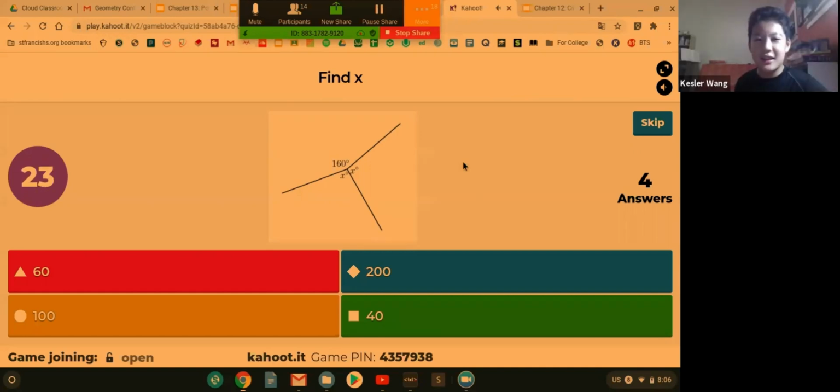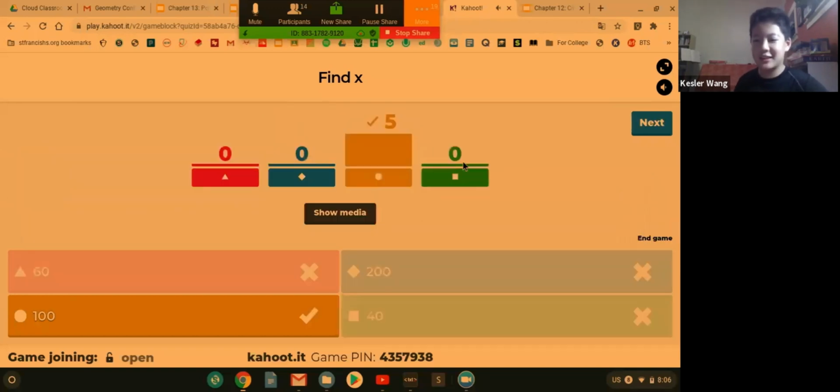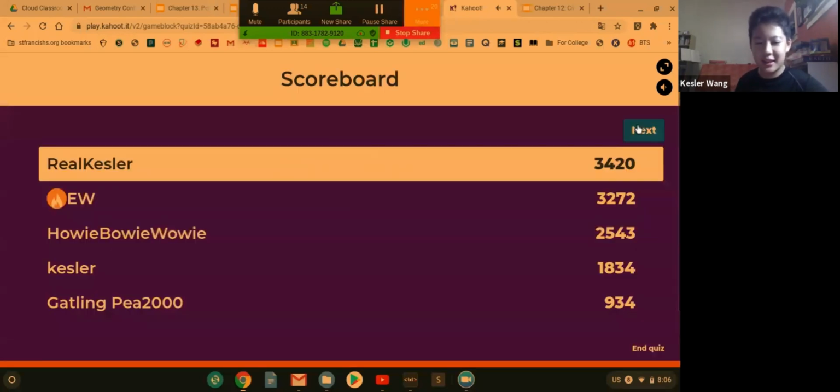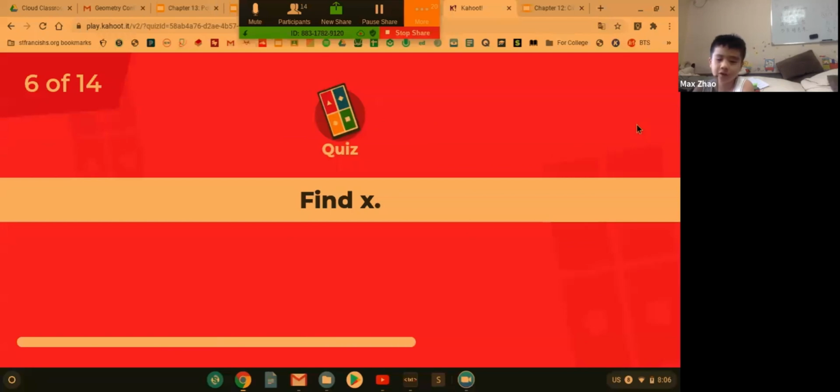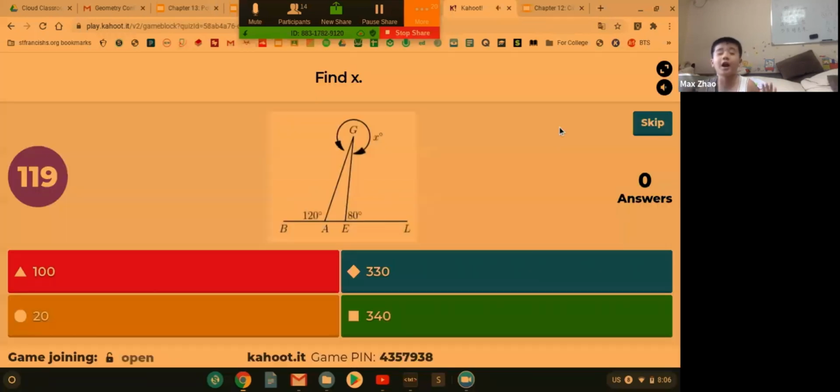Okay, so type in the chat who do you think is the real Kessler? Out of real Kessler, Kessler number 2, and Kessler and Gatlin P1000. None of real Kessler, Howie Bowie, Kessler number 1, Kessler number 2. They're not me. All of them. I'm not one of those players.